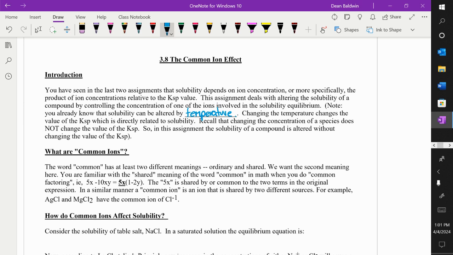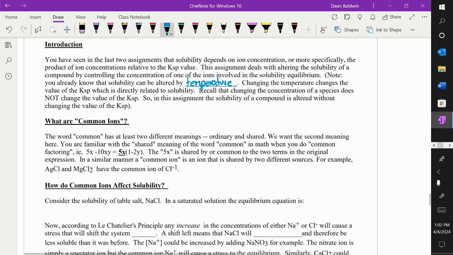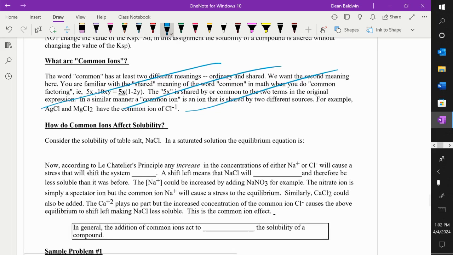All right. But we're going to change the solubility by using common ions. Which is what we did right at the end of that little review I gave you. Don't worry about this; that's sort of a math analogy that we don't need to worry about.